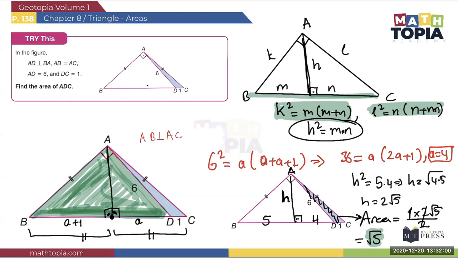So do you see that this is a multi-step problem? We use a couple of previous right triangle similarity connections. Those are very useful, definitely.